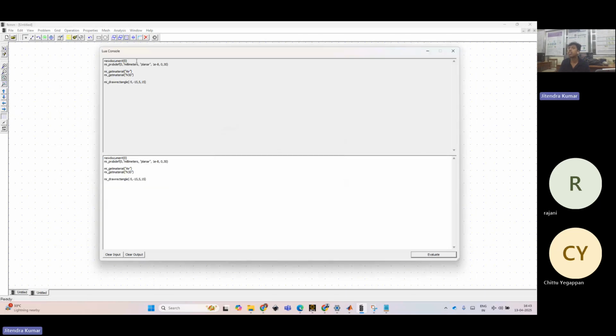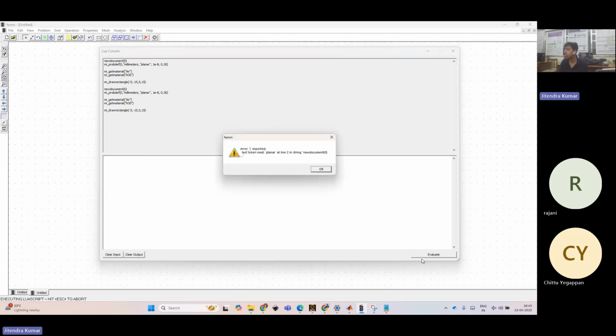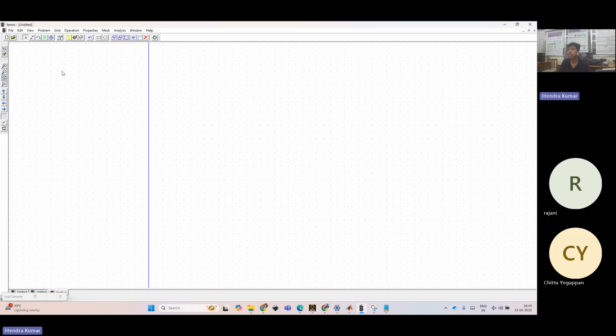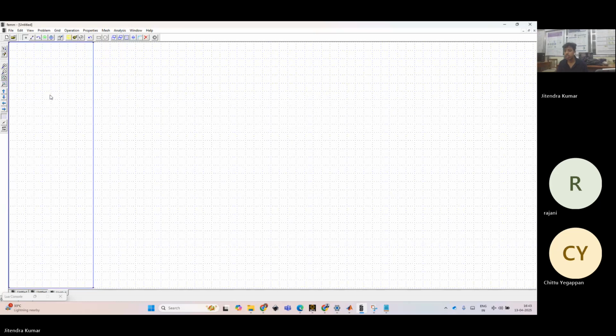Line two has some errors. Yeah, it is giving us an error in line two, so we have to check line two again. Here one string is missing, right? Millimeters. And evaluate, and we could see that this rectangle has been created. So this is the rectangle, right? Any doubt here? Are you getting it?